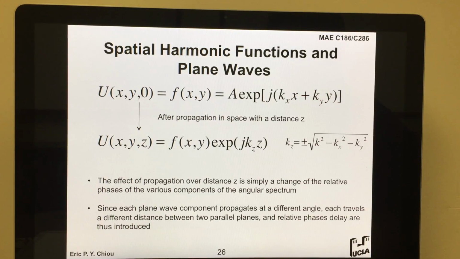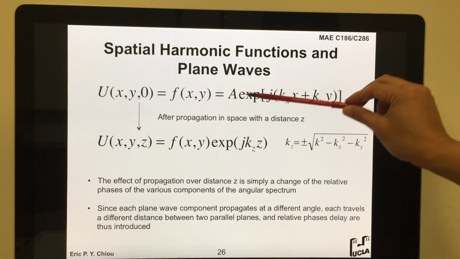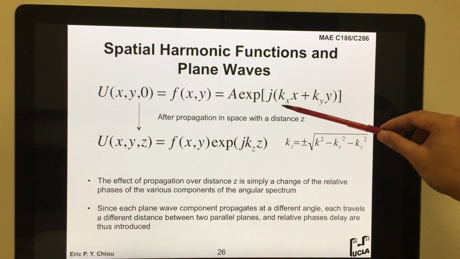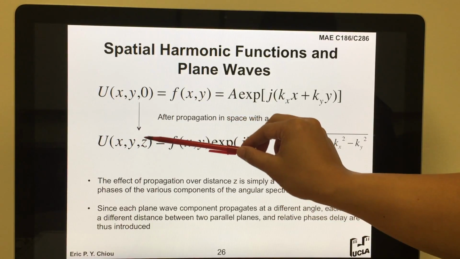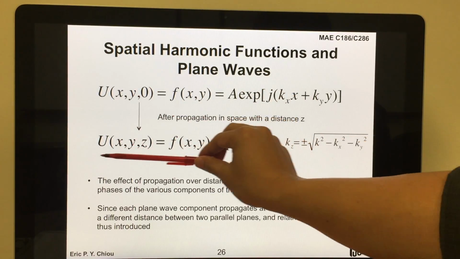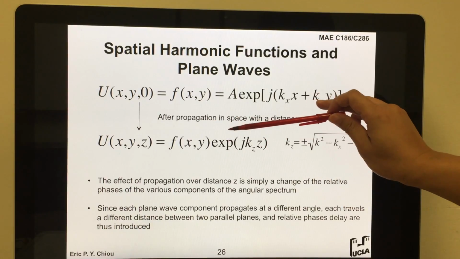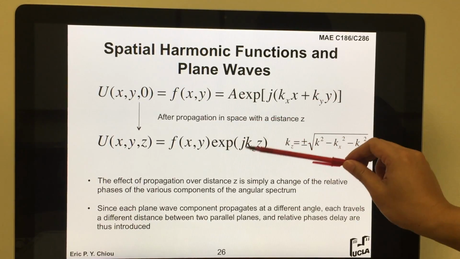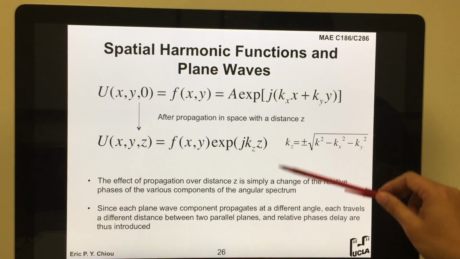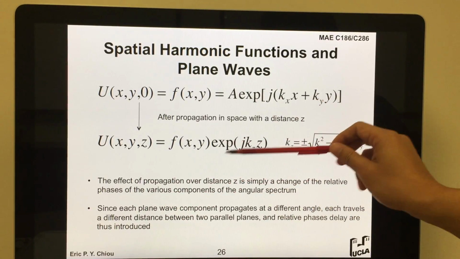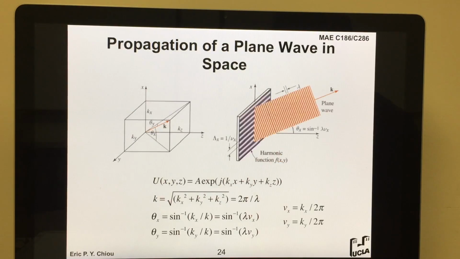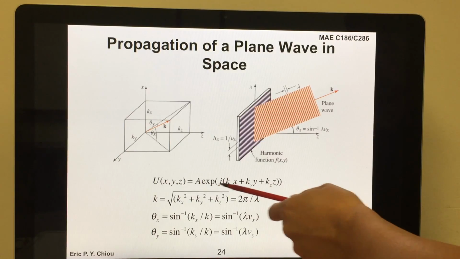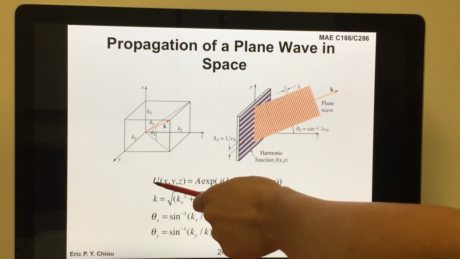with the spatial frequency kx in the x direction and ky in the y direction. And then when this plane wave propagates over a distance z, this new amplitude distribution becomes this function times its exponential, j kz z. This is simply a way to rewrite the previous function we have.